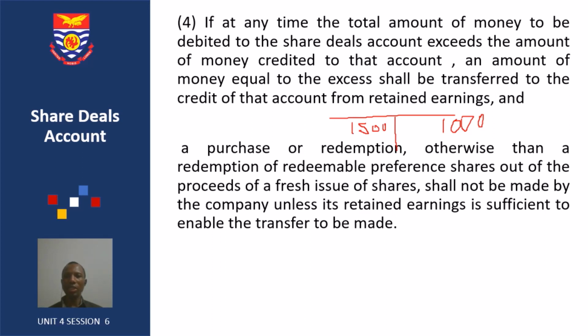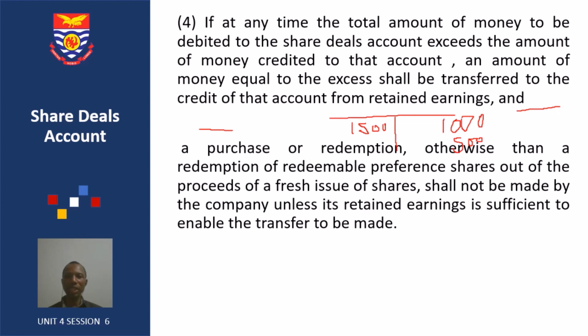So the law says that we have to go to the retained earnings account. We have to go to the retained earnings account and debit retained earnings and credit the share dealing account with 500, so that here will be 1,500, here will be 1,500.